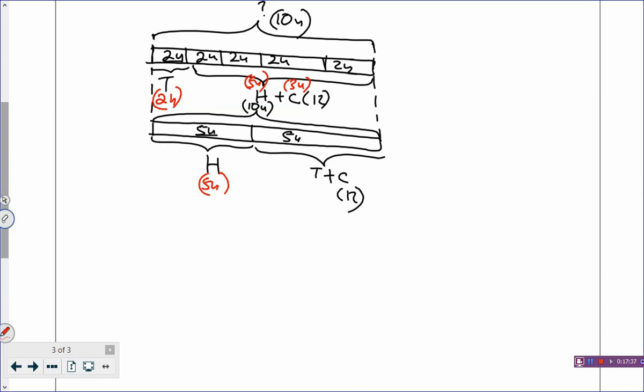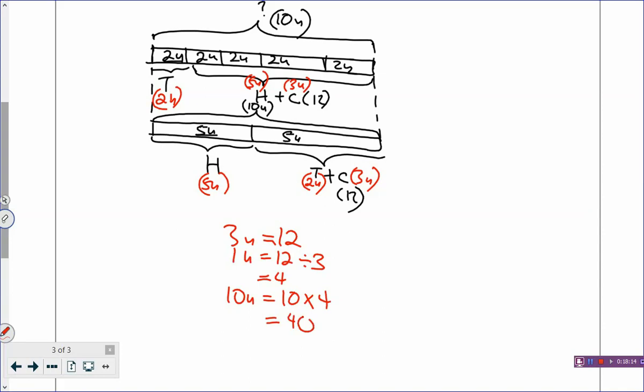Alright, so let's continue to build the model, add on to the model. Tom has 2 units, and Charles will have 3 units over here. And then you look at the model, you can see that 3 units is 12, right? So let's write down, Charles has 3 units, which is 12. So your 1 unit will be 12 divided by 3, and 1 unit is equal to 4. So how many units are there in the bunch of rambutans? There are 10 units of rambutans, so you have 10 times 4. So there are altogether 40 rambutans in the bunch, and you have solved the problem.